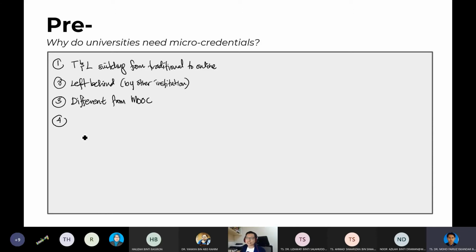So why? Dok, saya tambah sikit, Dok. Boleh. Saya letak situ satu, lifelong learning. Lifelong learning.